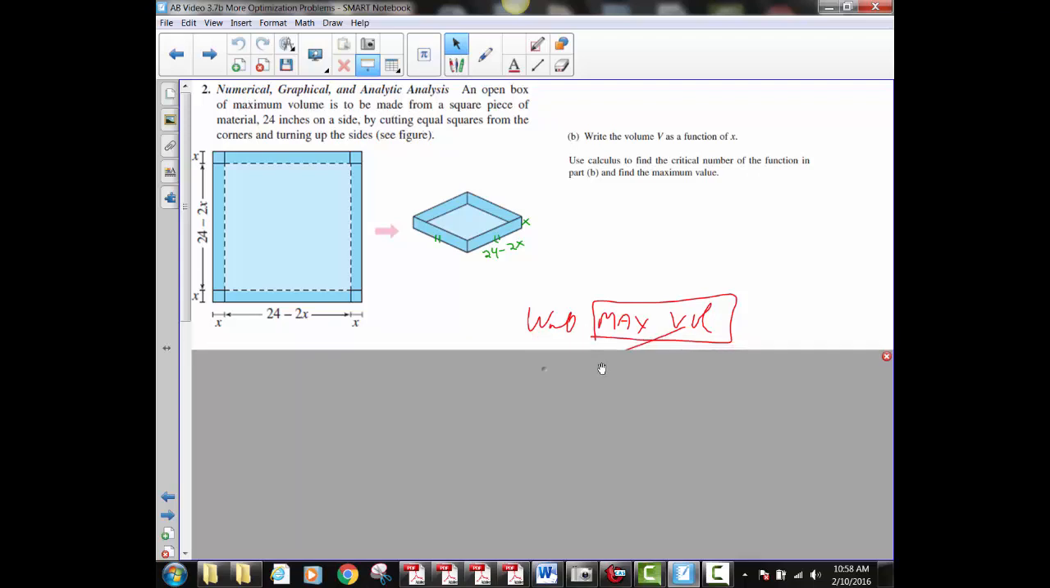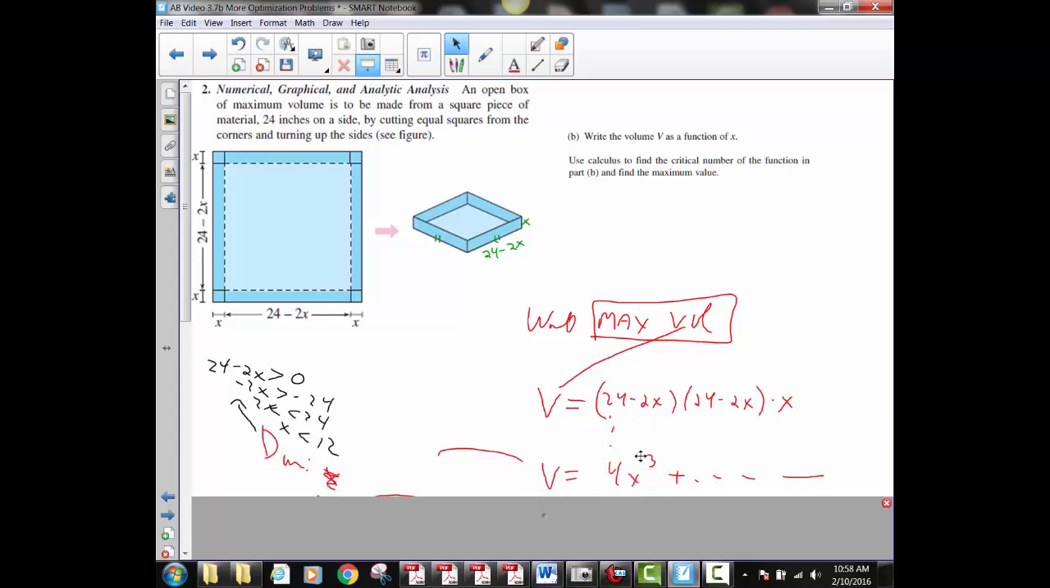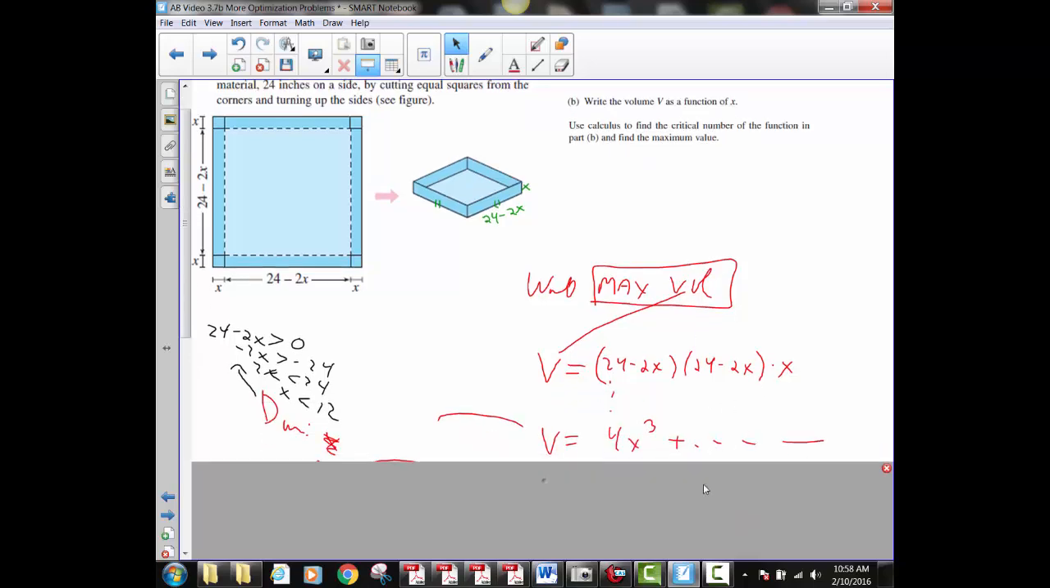Okay, so we want maximum volume. The volume of a rectangular prism is length times width times height, which is (24 minus 2x) times (24 minus 2x) times x, which if you expanded would be 4x cubed plus and so on.